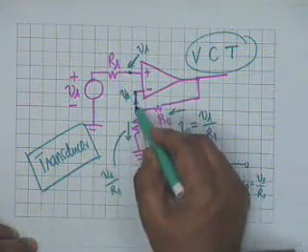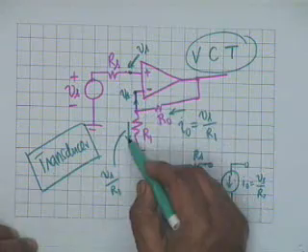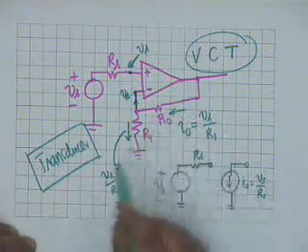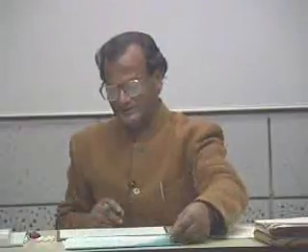Why is I0 Vs by R1? Because the OpAmp does not take any current here. This current is 0. Therefore, whatever current is flowing here must come from here. That is the simple explanation.